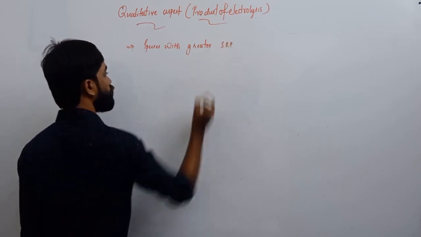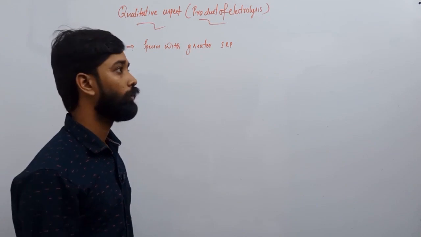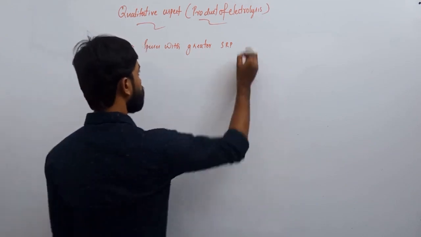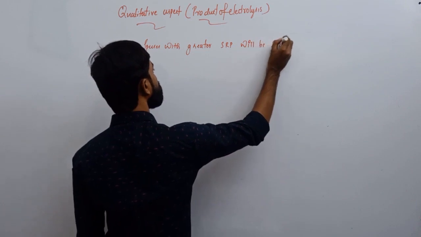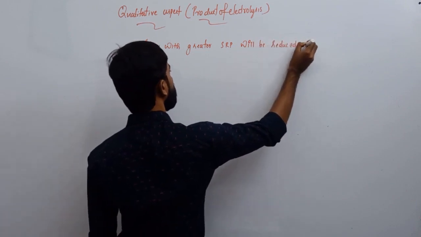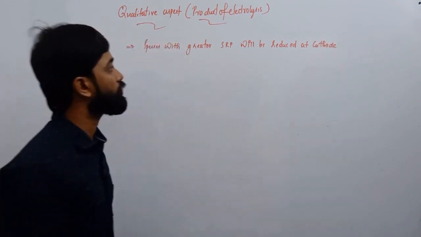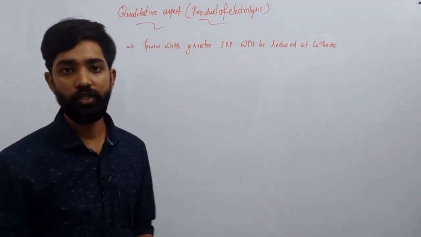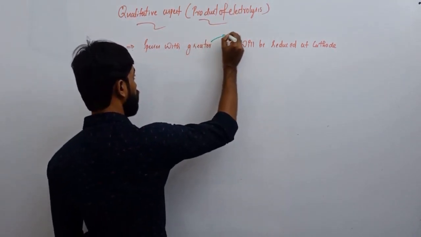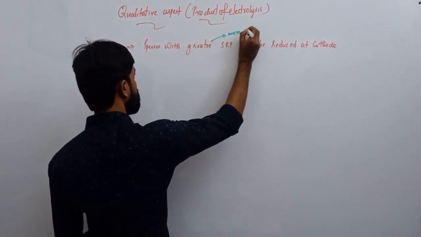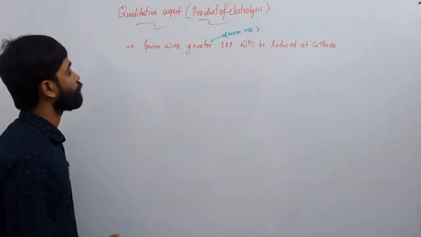A species with a greater standard reduction potential will be reduced at the cathode. Greater means more positive. Ready? Fine.